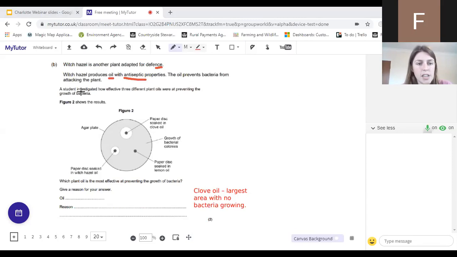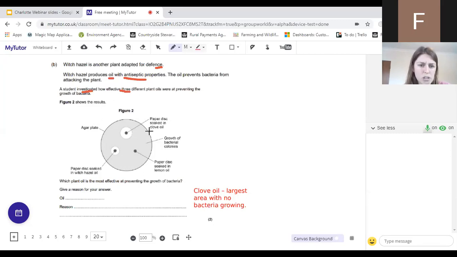A student investigated how effective 3 different plant oils were at preventing the growth of bacteria. And then figure 2 shows the results. So we have to underline 3 in there, so we know there's 3 different oils. So if we have a look at the figure before we even look at the question, let's have a good look at what we're looking at there. So we've got an agar plate, which you should know about from some of your practicals if you've done some biology practicals so far in a lab. An agar plate is what we grow bacteria on. We've got 3 paper discs there.